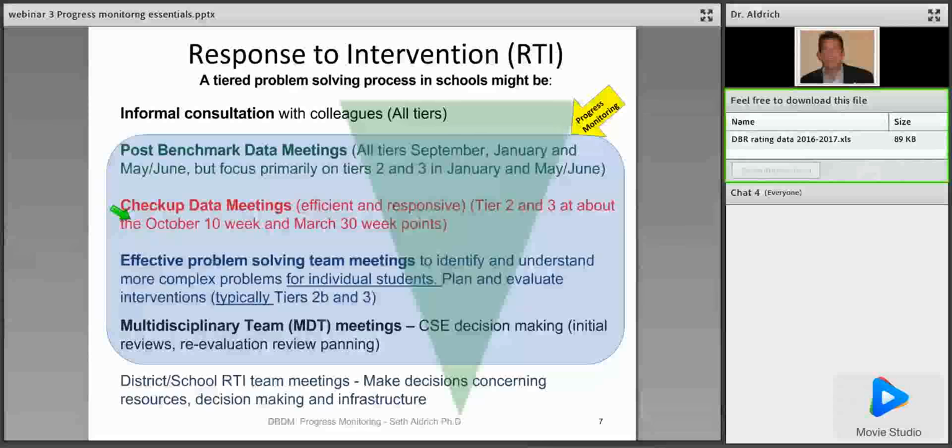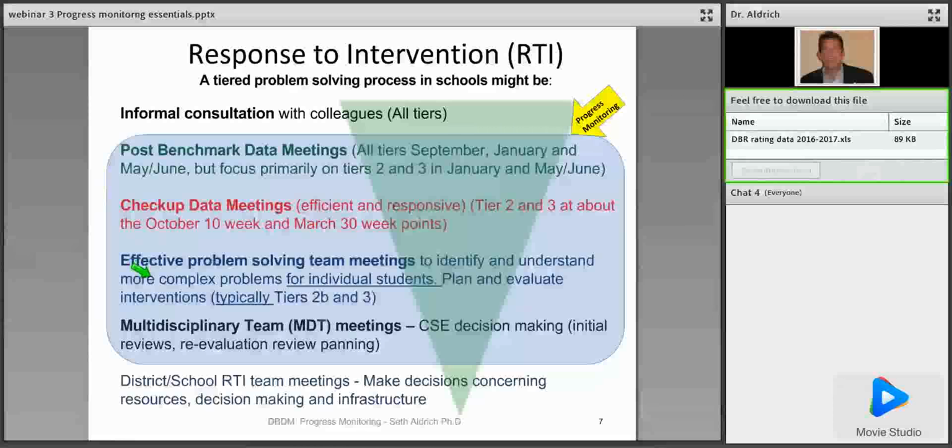It might be one meeting in between the post-benchmark meetings. It might be collegial circles. It might be grade level meetings. It might be just smaller meetings between a consultant and the teacher, or a support staff member and a teacher. It might be individual problem-solving meetings that we have, but these are places in between the benchmarks where we're reviewing data for individual students.